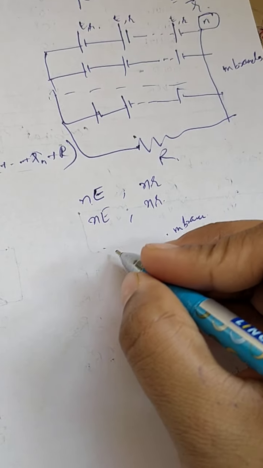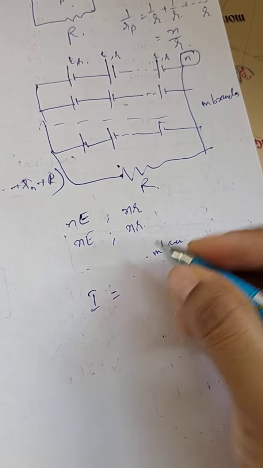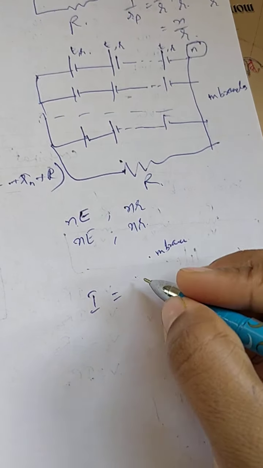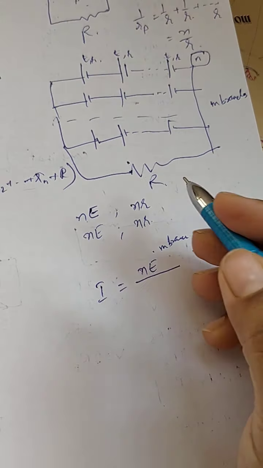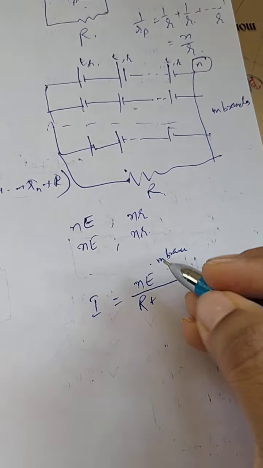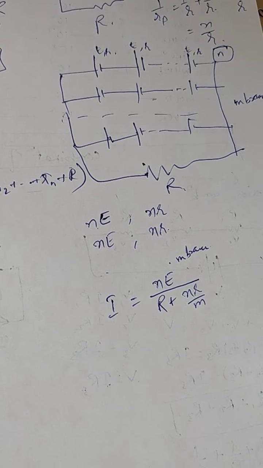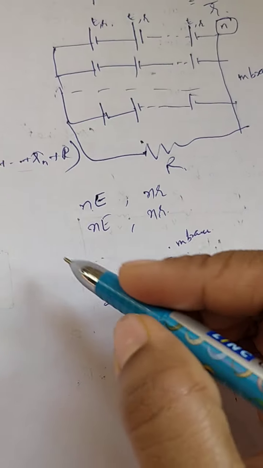Now your current I will be equal to total EMF. All the branches have the same EMF nE. So I equals nE divided by R plus, these m branches are in parallel, so this will be nr by m. Right? nr by m.